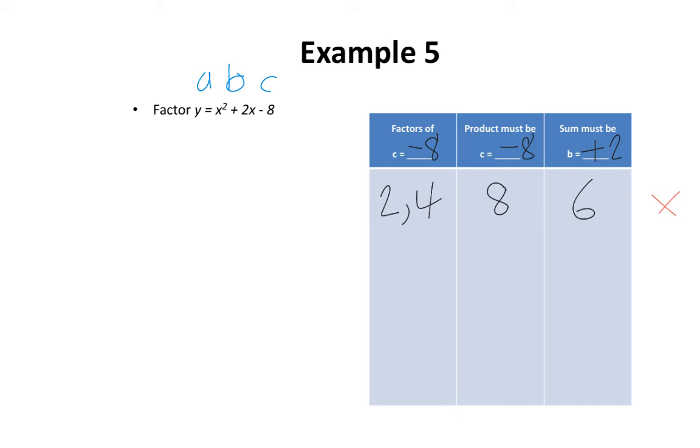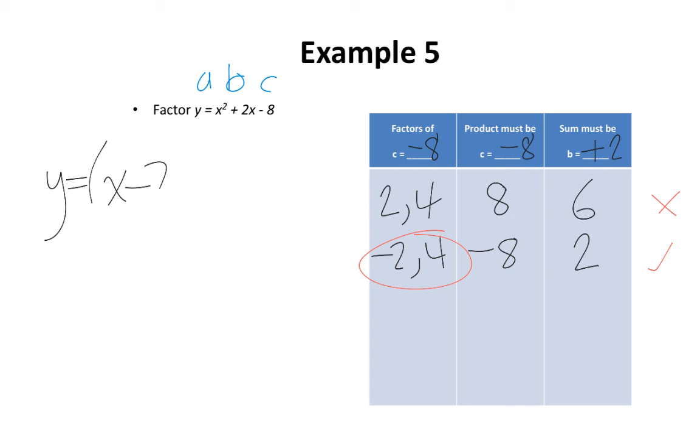But we're close. So let's use the same numbers, but let's play around with the signs. Let's maybe use negative 2 and 4. Well, negative 2 times 4 is negative 8, but negative 2 plus 4 is positive 2. Therefore, it looks like we have a good match. So our factors would be negative 2 and positive 4. Let's go ahead and write our parabola in factored form. So that would be x minus 2 multiplied by x plus 4.